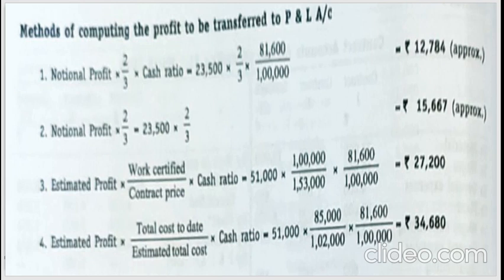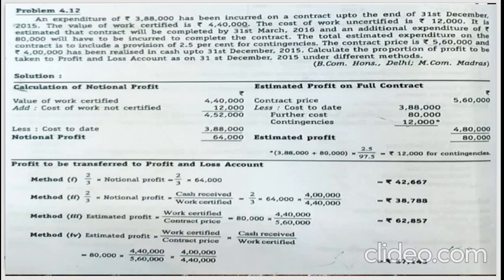So the next problem is problem 4.12. An expenditure of rupees 3,88,000 has been incurred on a contract up to the end of 31st December 2015. The value of the work certified is 4,40,000.